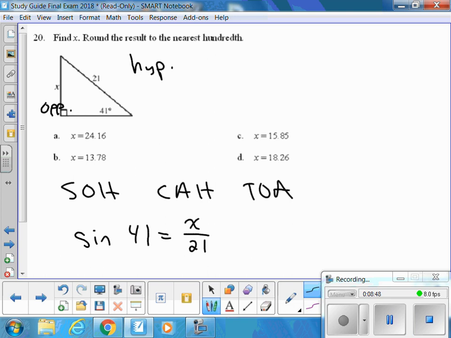And now it looks like we're going to move the 21 to the other side by multiplying by 21. This is the first problem where your mode definitely makes a difference. You need to be in degree mode: 21 times sine 41. 13.78.